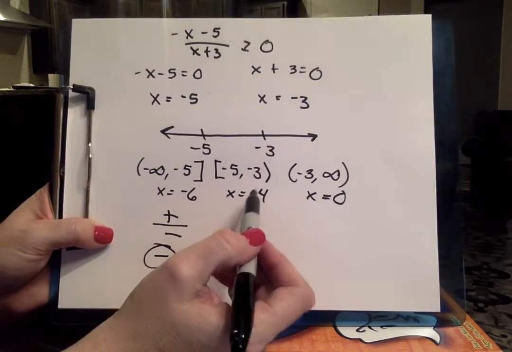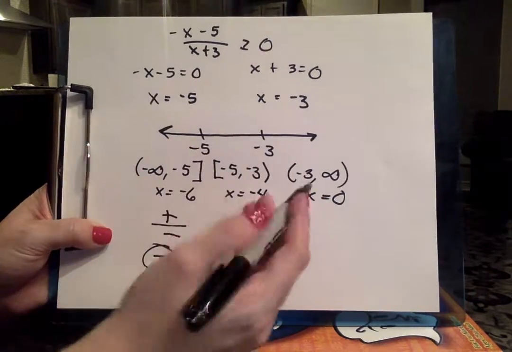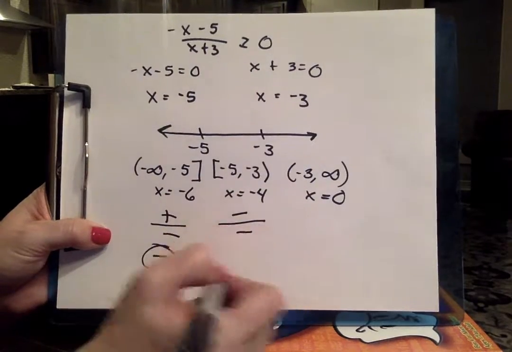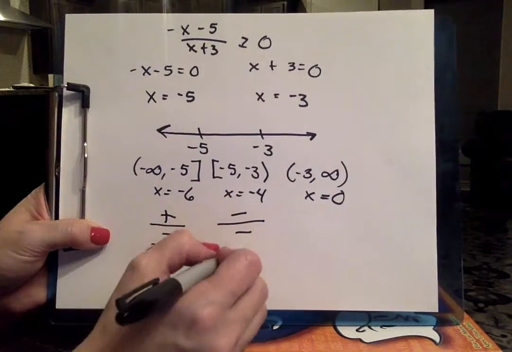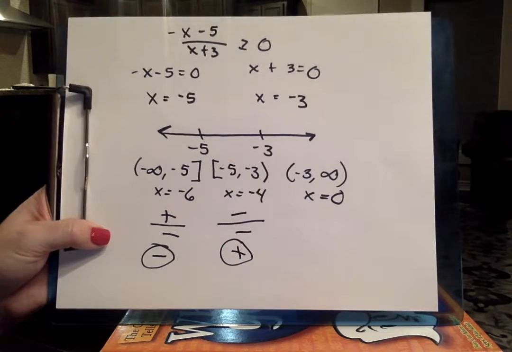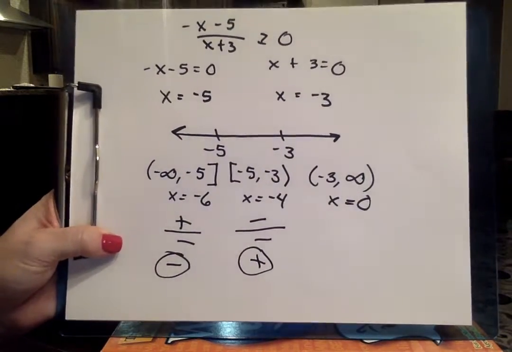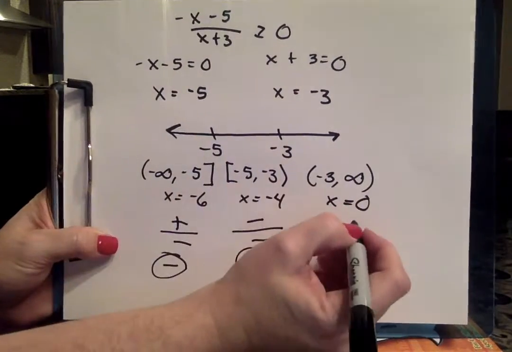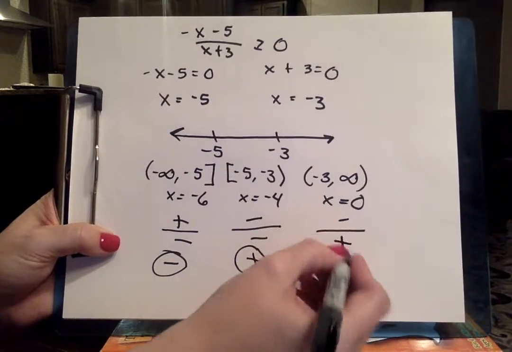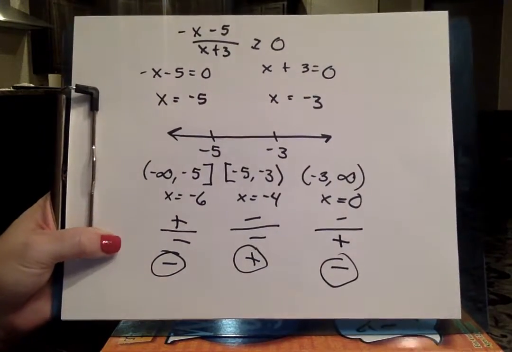When I put negative 4 in place, I'll have the opposite of negative 4, or positive 4 minus 5, which is negative, over negative 4 plus 3, also negative. Negative divided by negative is positive. So see how I don't even care what the number is. I'm only worried about the sign of it. Okay, that's all we have to be concerned with. Finally, 0. 0 minus 5 is negative. 0 plus 3 is positive. Negative divided by positive is negative. So that section is negative.